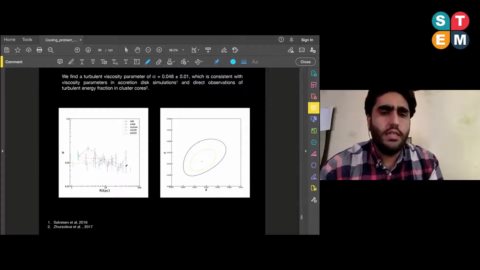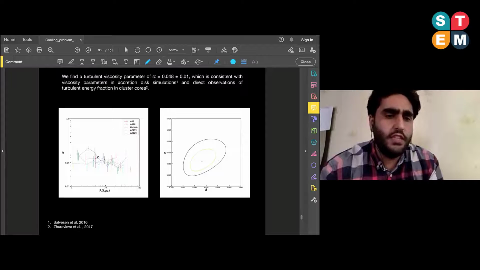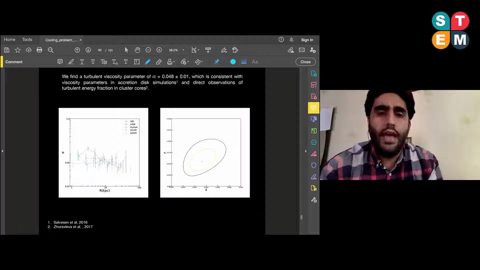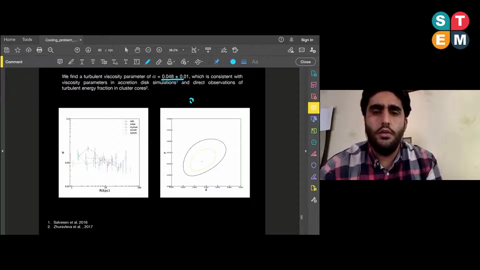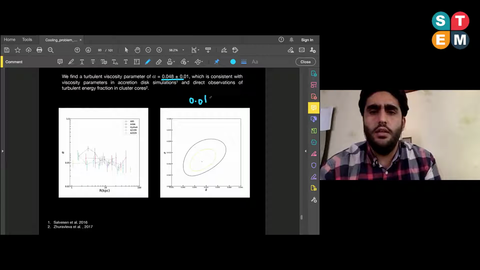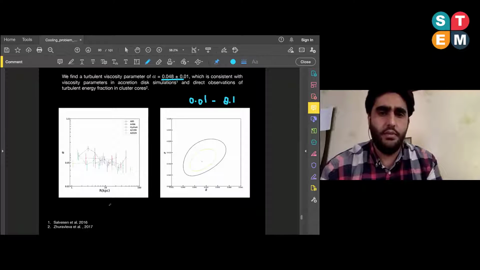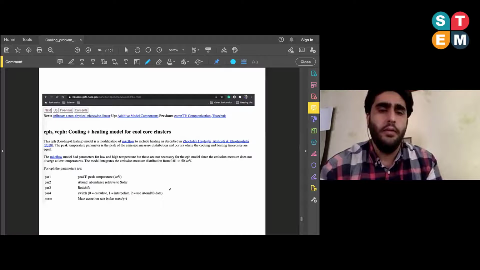And the Shakura-Sunyaev alpha that I talked about previously, from our observation and fittings, we have found that it's near 0.048, which is really close to what the range of alpha should be. The range of alpha based on different studies should be between 0.01 to 0.1. And you can see that our predictions are in great agreement with other studies and researchers.